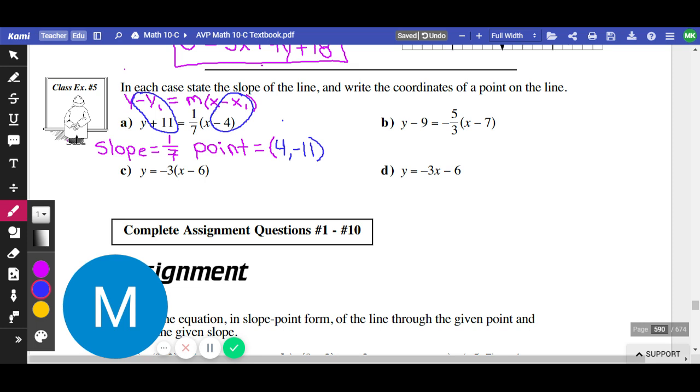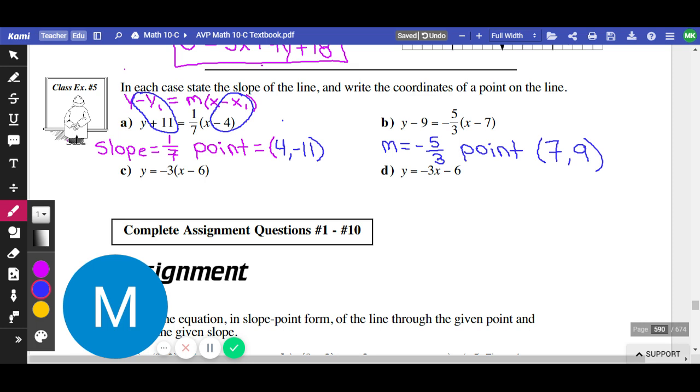That means for part B, my slope is -5/3. M for slope. My point is not -7 and -9, it's +7 and +9. Opposite of what it looks like. Sometimes people reverse them and they would say this is 9, 7. Remember that y's are beside y's, x's are beside x's.